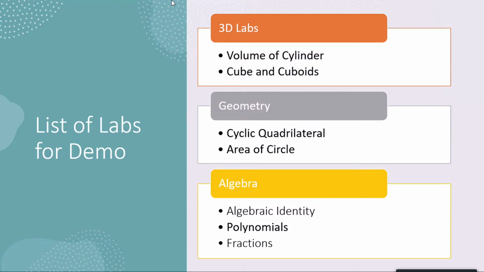The fourth option is for far-off areas where the internet is a constraint: we have an offline version. These labs can be downloaded once and created in an installer, which can be shared with those schools or users. They can install it once on their machine, then no internet connectivity will be required, and they can perform the experiment as per their requirement.